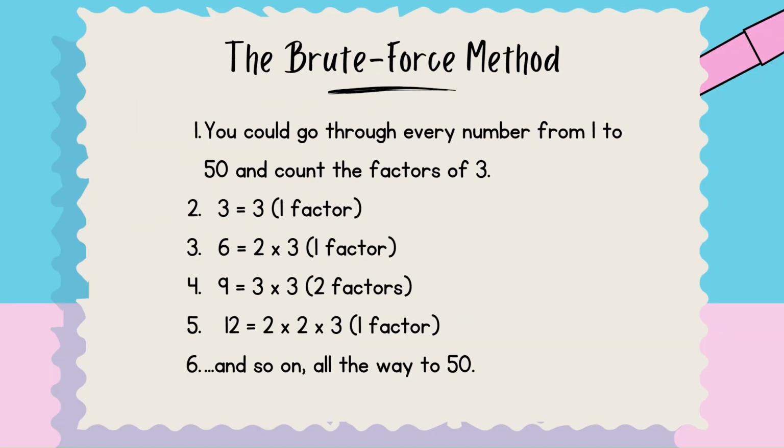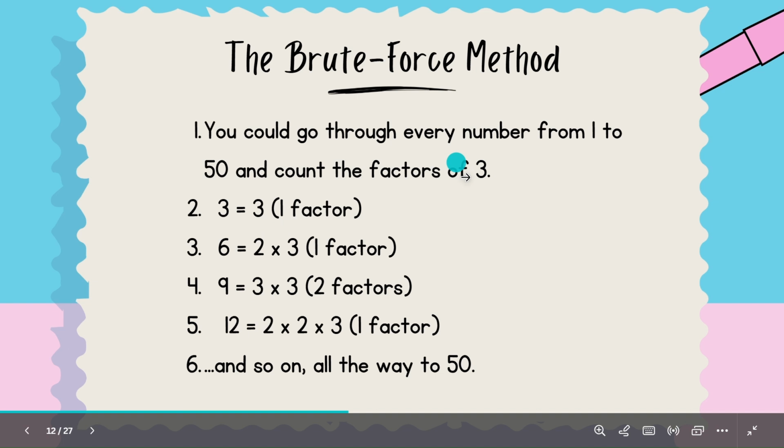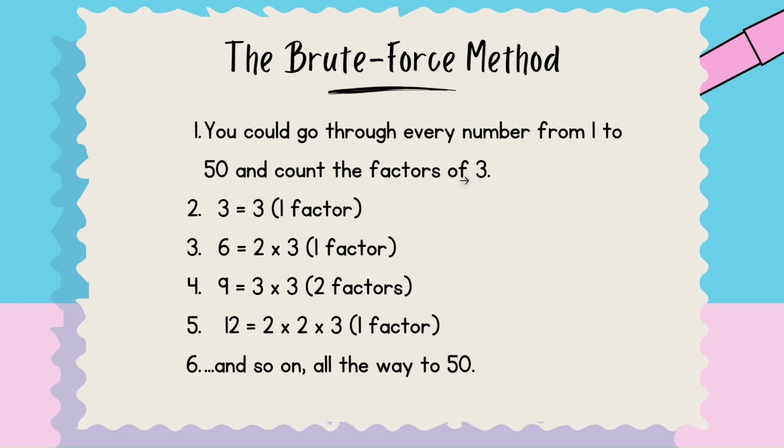If we go with the brute force method, then we can see the first factor of 3 is 3 itself. Then we go to 6, and 6 is 2 multiplied by 3, so we find one factor with 6. With 9 we find 3 multiplied by 3, that is 2 factors of 3, and we can go like this. But what if the number is too large? Currently it is just 50. In the question it can be much larger, so we cannot go that way.